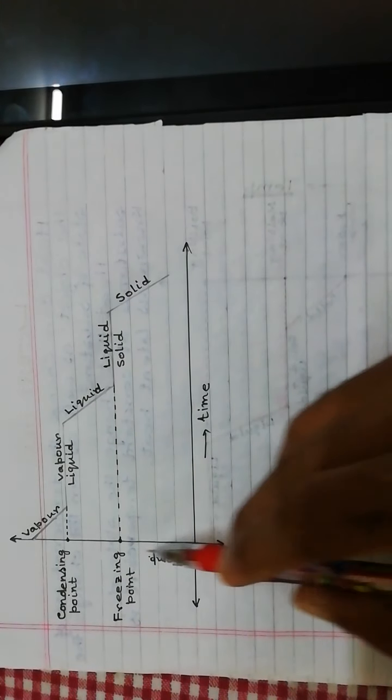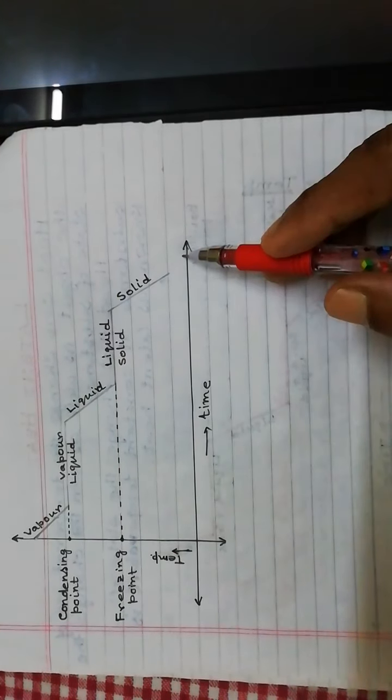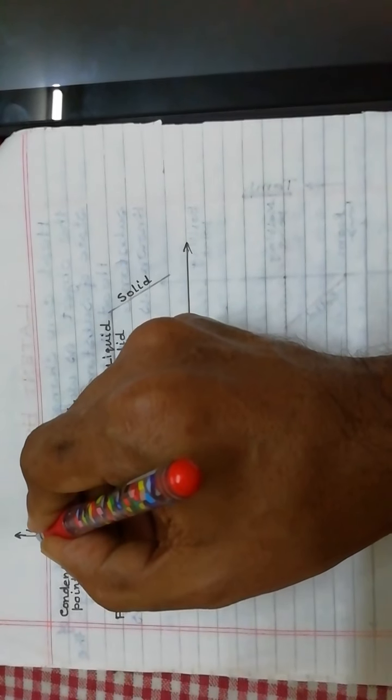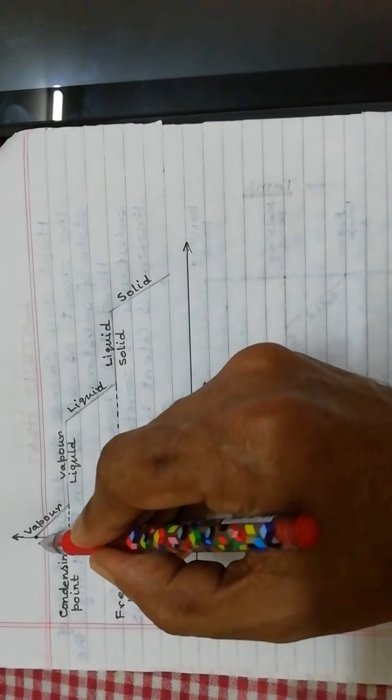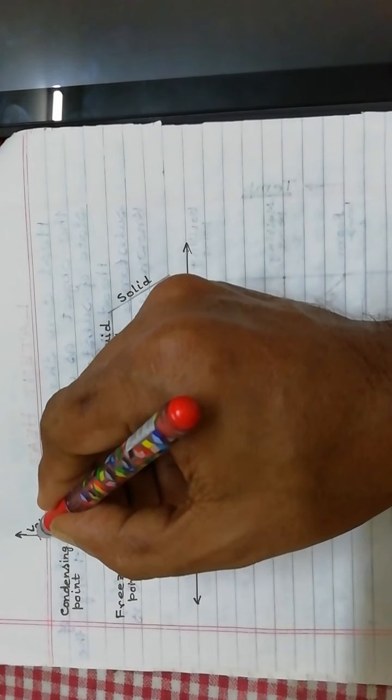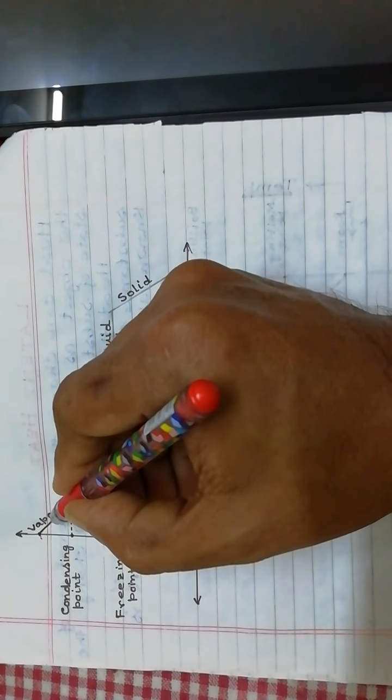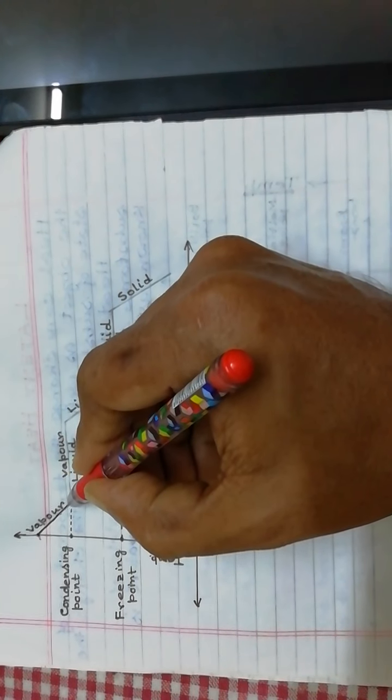Now the other state change is the reverse process. When cooling is done, what happens? In case of cooling, here the time is on the x axis, and here the temperature axis. Say some amount of vapor of any substance is taken at this temperature, and now it starts to cool. The temperature of vapor decreases.